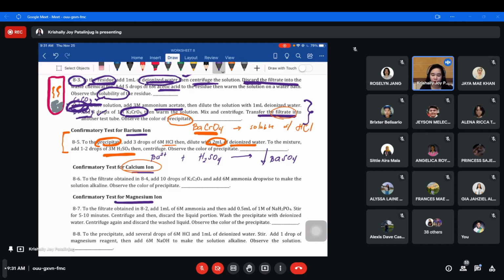So when a white precipitate forms upon reacting barium ion with sulfuric acid, that is an indicator that barium is really present in the sample. Okay, so it's confirmed that the barium ion is what we separated in the preliminary procedure. Check, confirm that. When there is formation of a white precipitate, that is an indicator that there is barium ion in the solution. Okay, so the confirmatory test for barium is done.